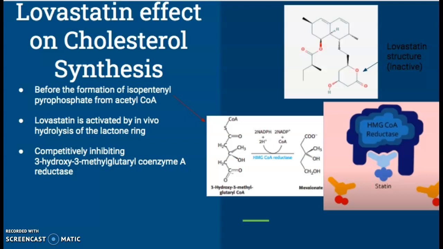So yeah, that is the mechanism by which lovastatin effectively lowers cholesterol by preventing its synthesis.